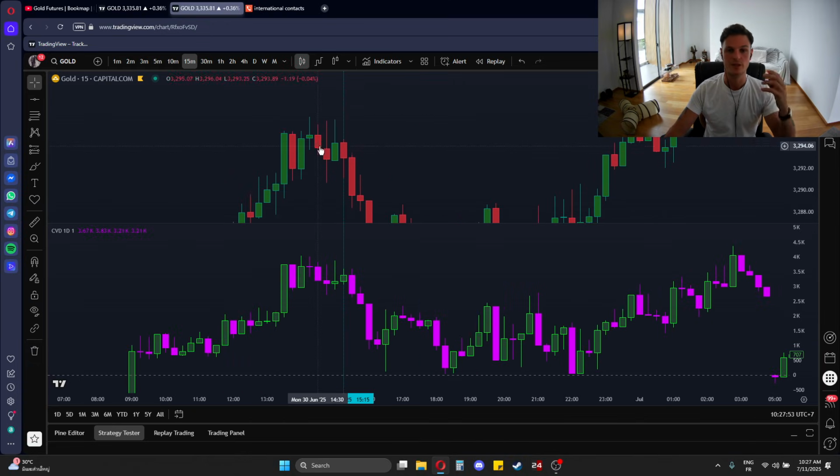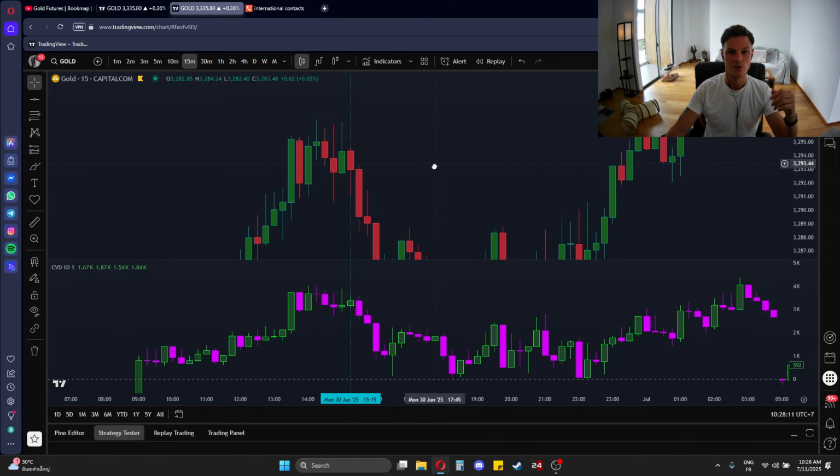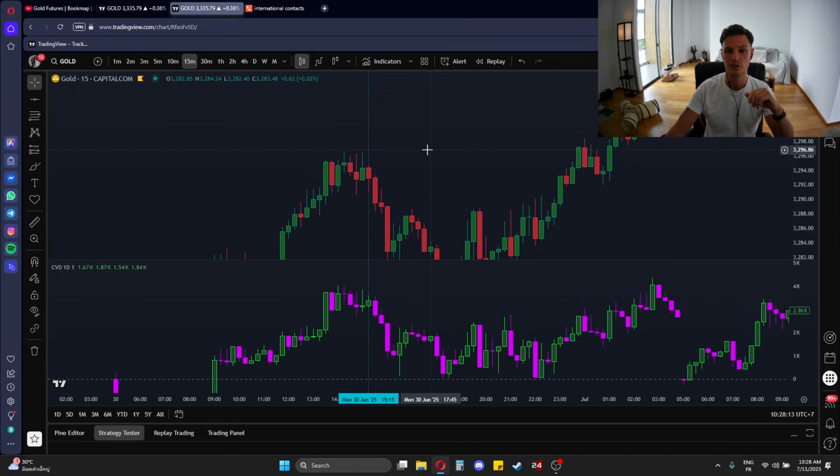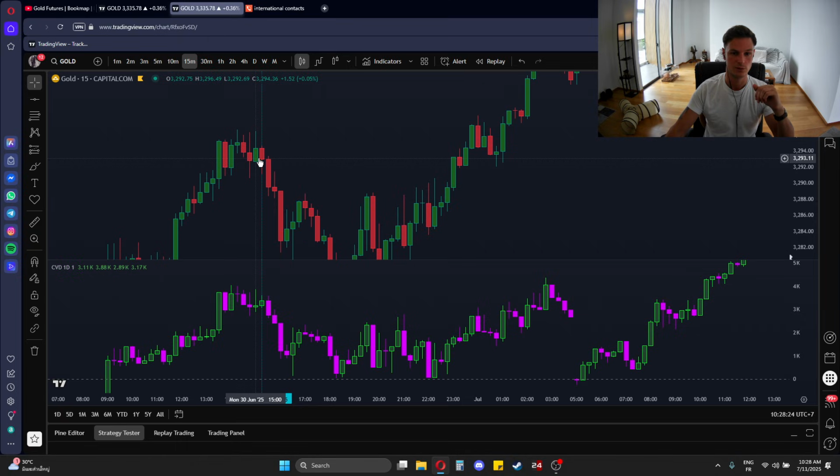Because if the buyers are failing, that means that you might want to be on the side of the limit sellers. And this is what you would call a first kind of divergence, right? Because there is a divergence between the positive delta and what price is actually doing. So from here, you can already be looking for a short, because you don't know how many limit orders were in this area. We will get to that in the final part of the video. But here would be a great short, okay?